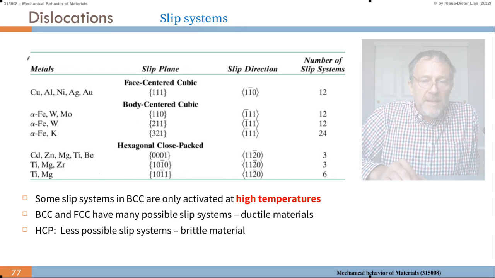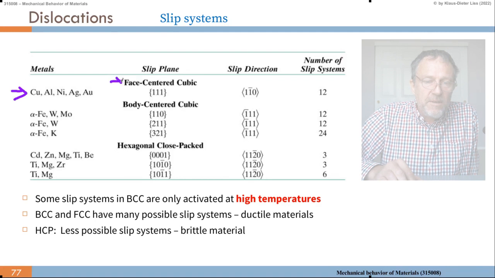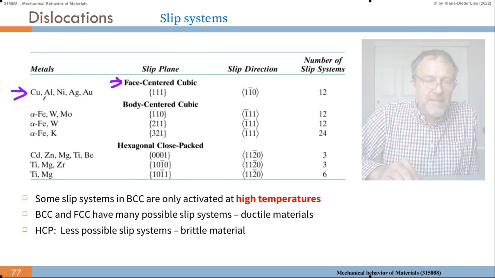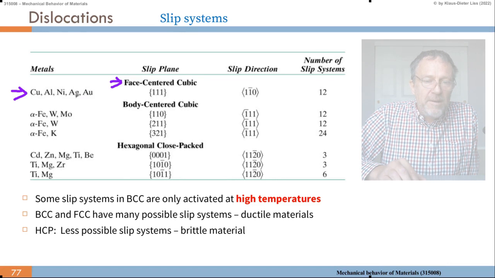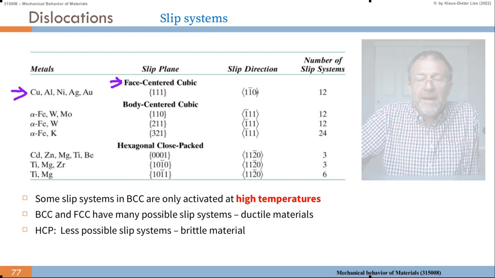This table combines a little of what I've said before for various metals. So we have here the FCC, face-centered cubic, close-packed, like copper, aluminium, nickel, silver, gold. They have the slip plane of type {111} and the slip direction [1 -1 0]. Of course, we could write 110.